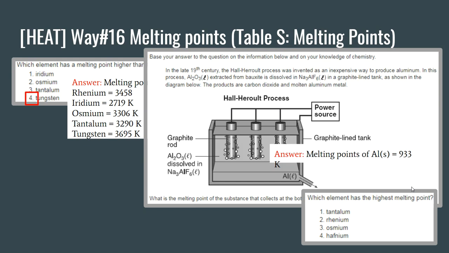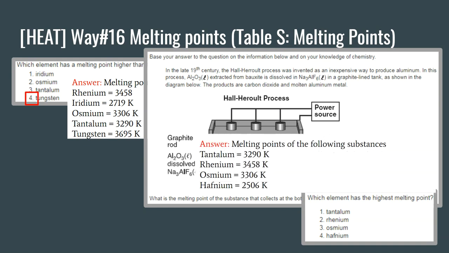Which element has the highest melting point? Once again, if you can use Table S, this problem becomes really simple. Okay, when you look up the melting points, we see that the one with the highest melting point is rhenium at 3,458 Kelvin, so the answer is rhenium.